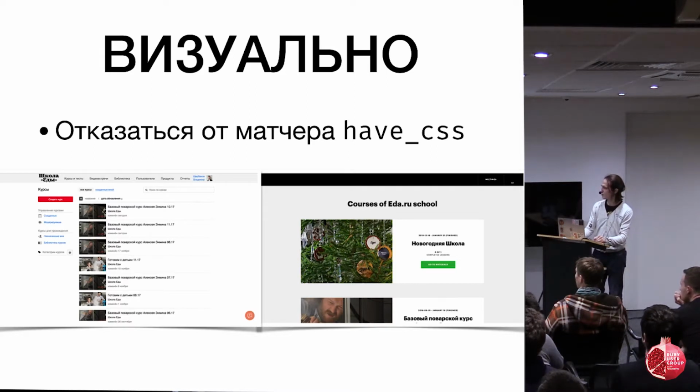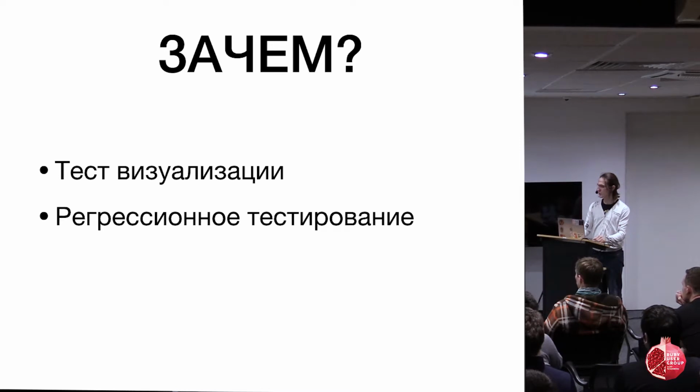In this example, the have content matcher could be enough, but let's imagine that there is no sidebar. Then we could use RSpec page regression match reference screenshot. Why else?